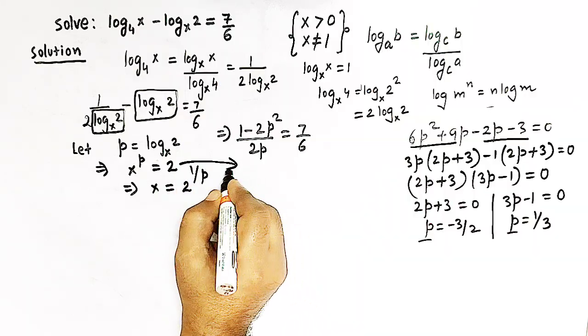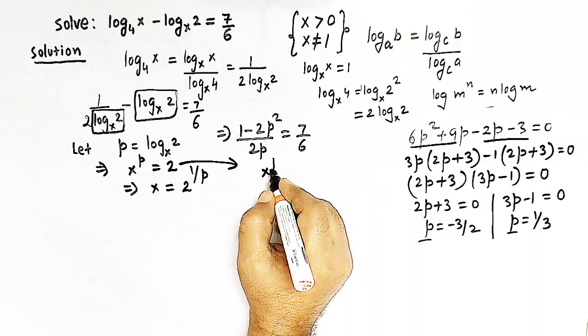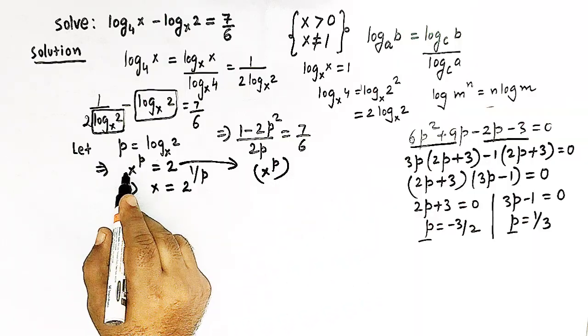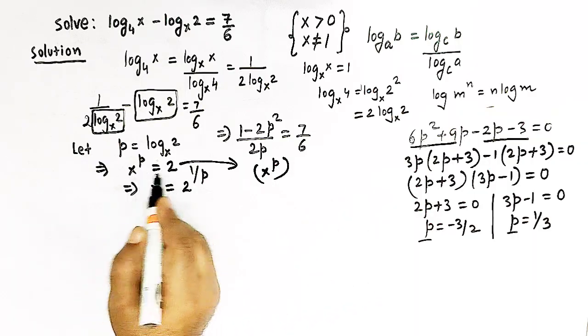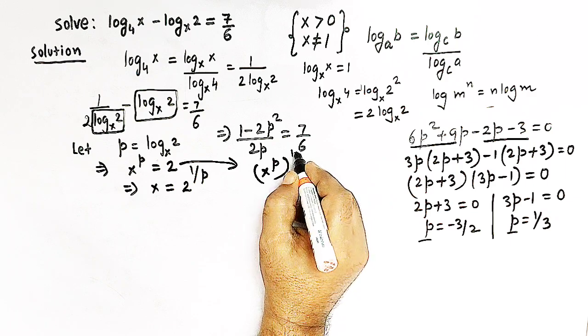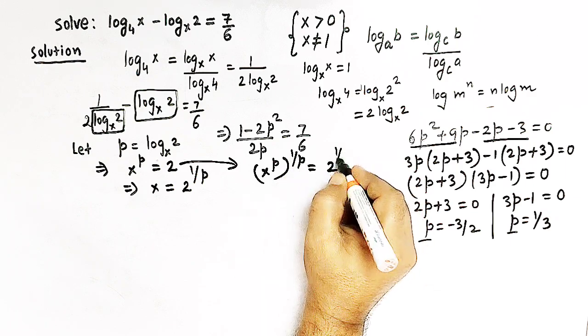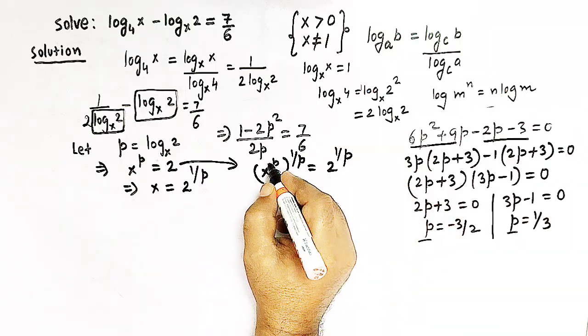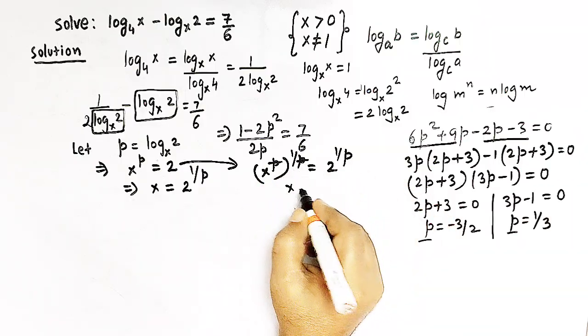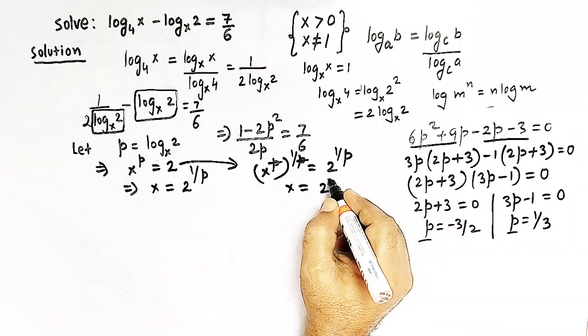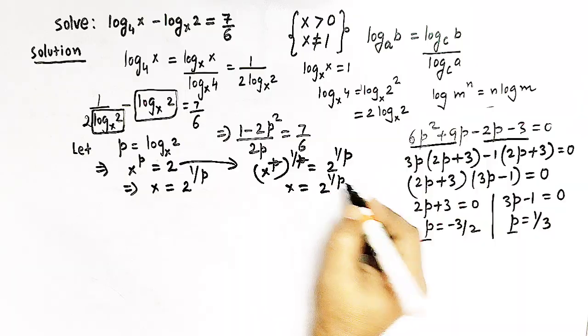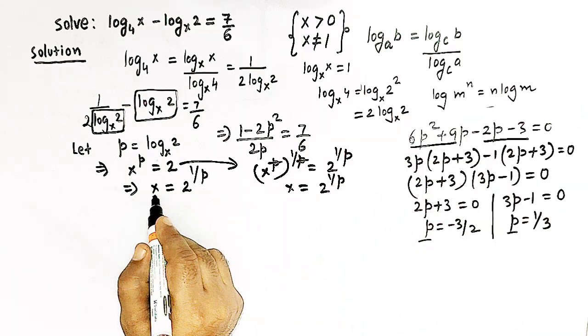So from here we can also write x raised to p, and raising both the sides to the exponent 1 over p, here we have 2 raised to 1 over p. So here p and p get cancelled. So we have x is equal to 2 raised to 1 over p, right, which is same as this one.